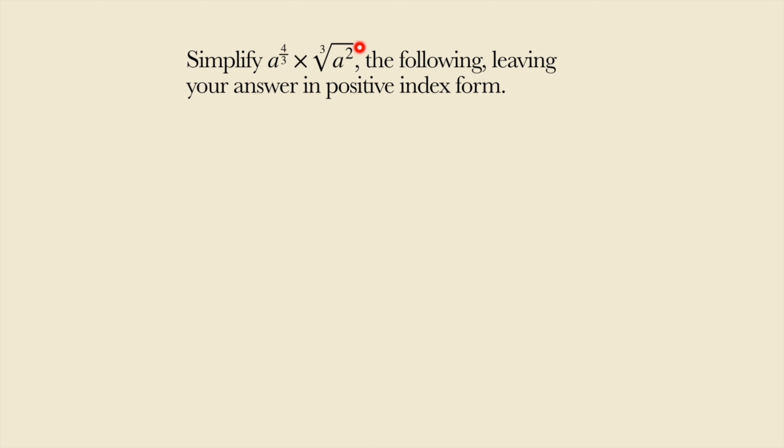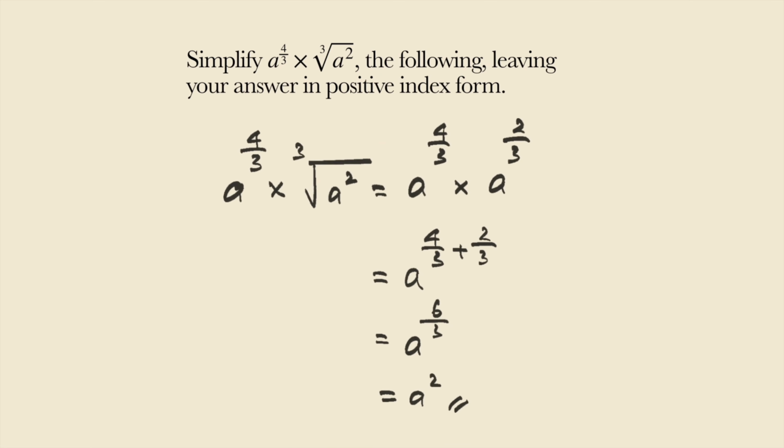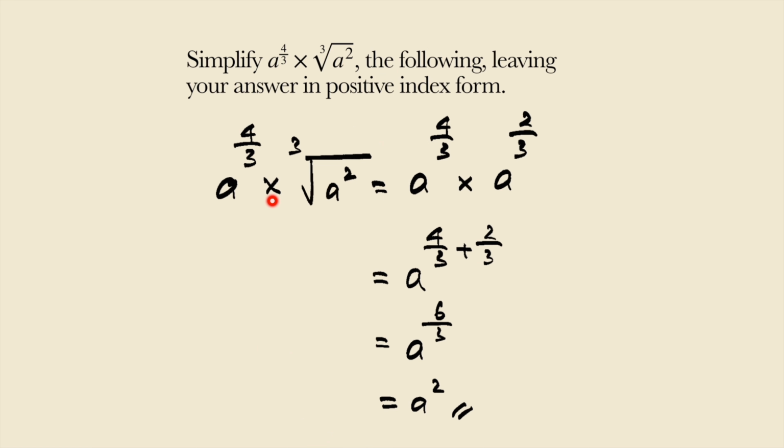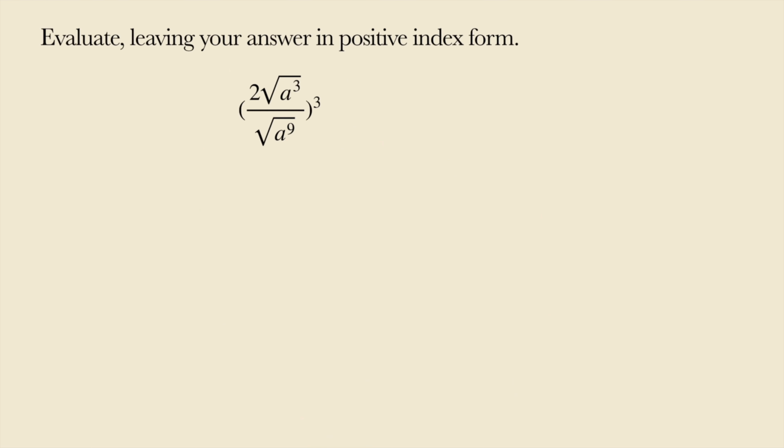So exponential form here. Okay, radical form here. So a to the power of 4 over 3 times a to the power of 2 over 3, yeah. Why? Cube root. So it's power 1/3 here. Well, we've got the same bases. We've got multiplication. We add the indices. That gives us a 6 over 3, which is 2. So the final answer is a squared.